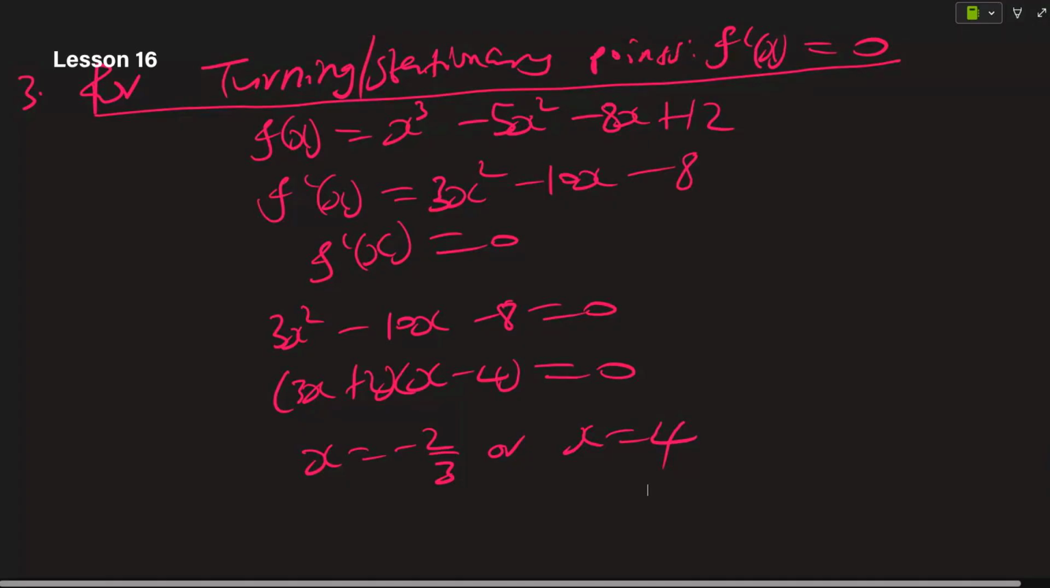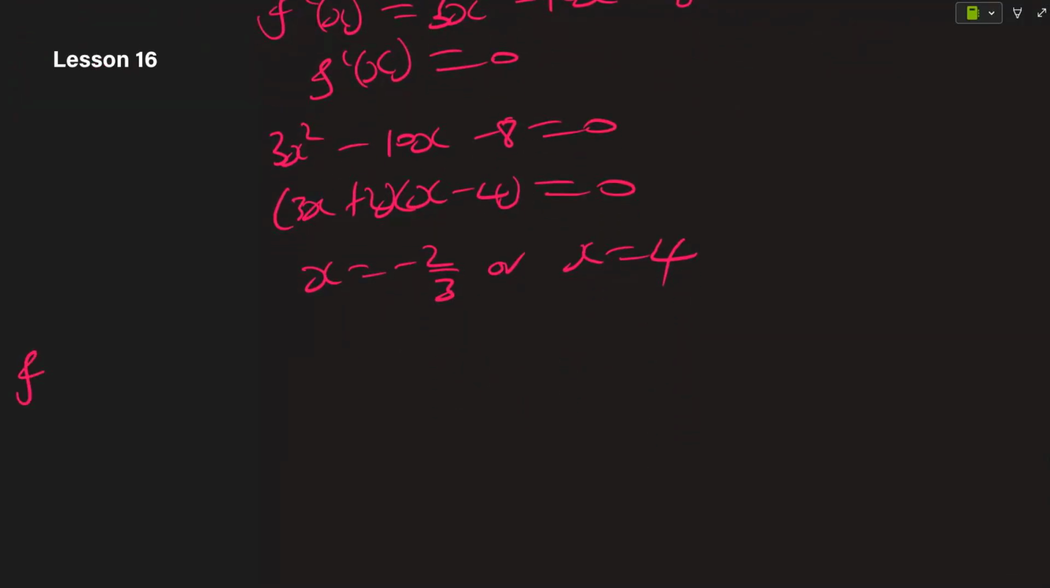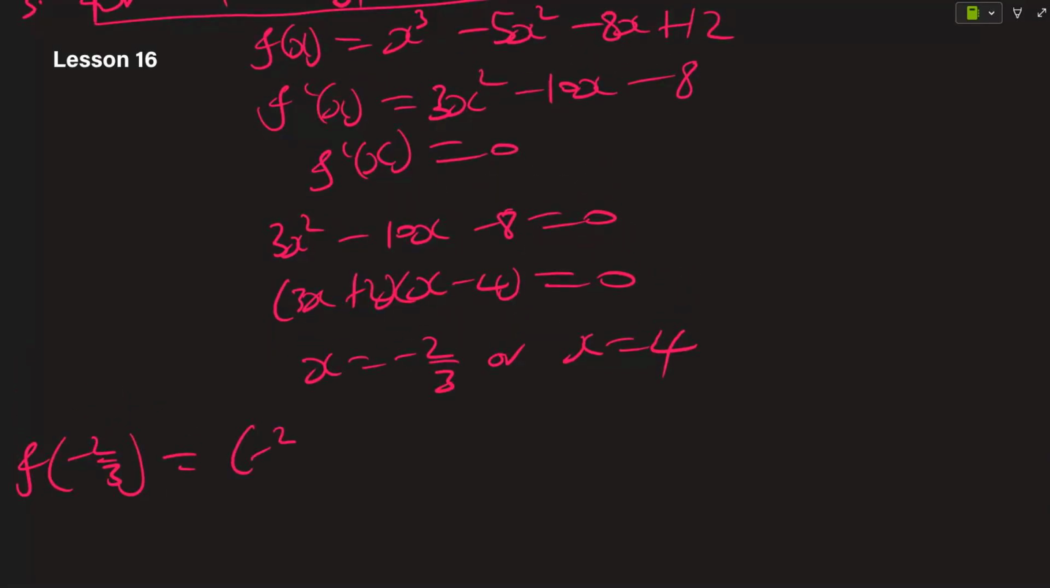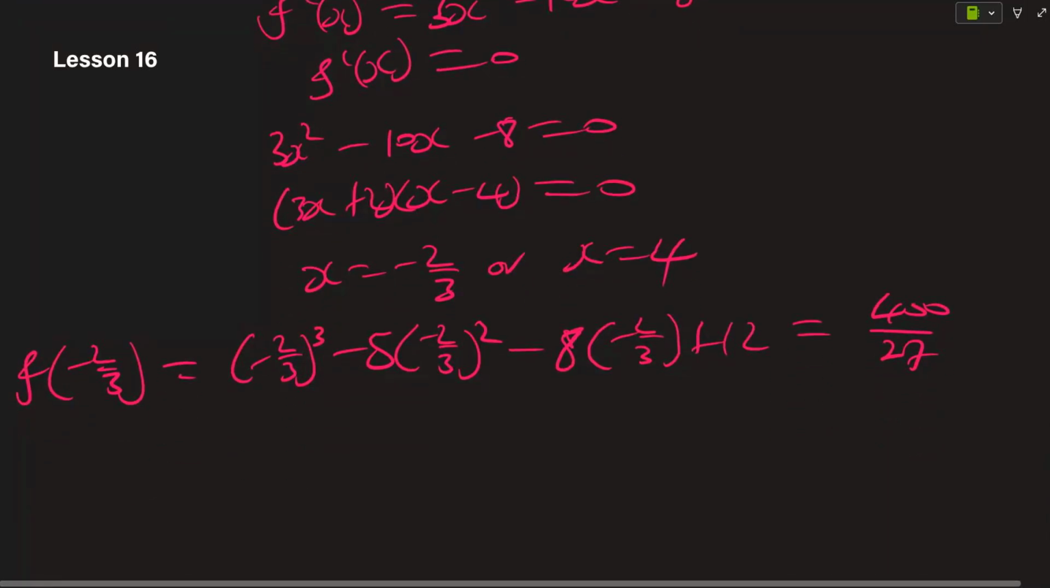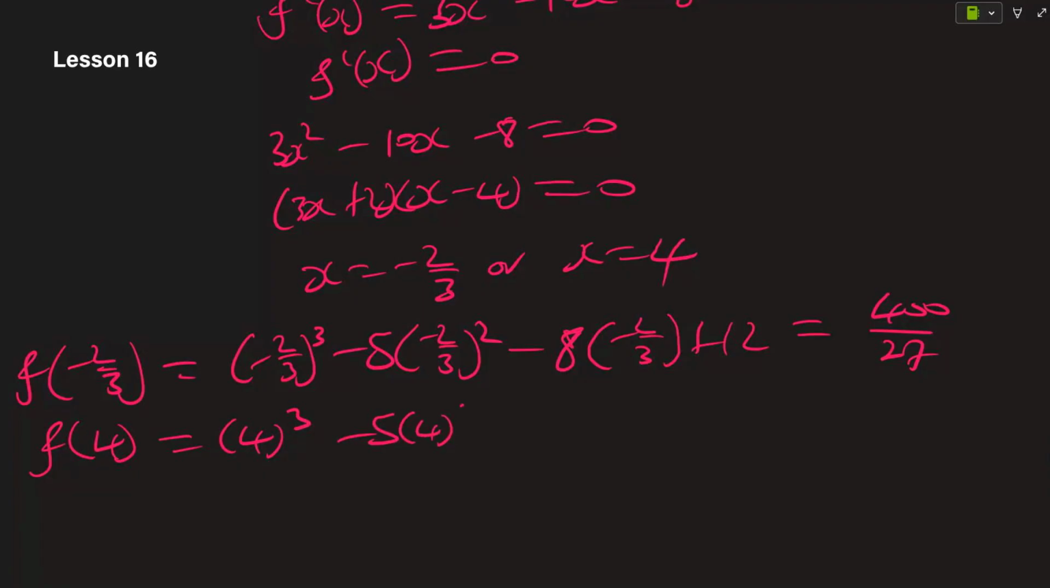Now, how do we get their partners, which are the y values? We take these x values and substitute into the original function. So f(-2/3) is (-2/3) cubed minus 5 times (-2/3) squared minus 8 times (-2/3) plus 12, and then you get something like 400 over 27. Now for the 4 one, f(4) is 4 cubed minus 5 times 4 squared minus 8 times 4 plus 12, which is actually negative 36.